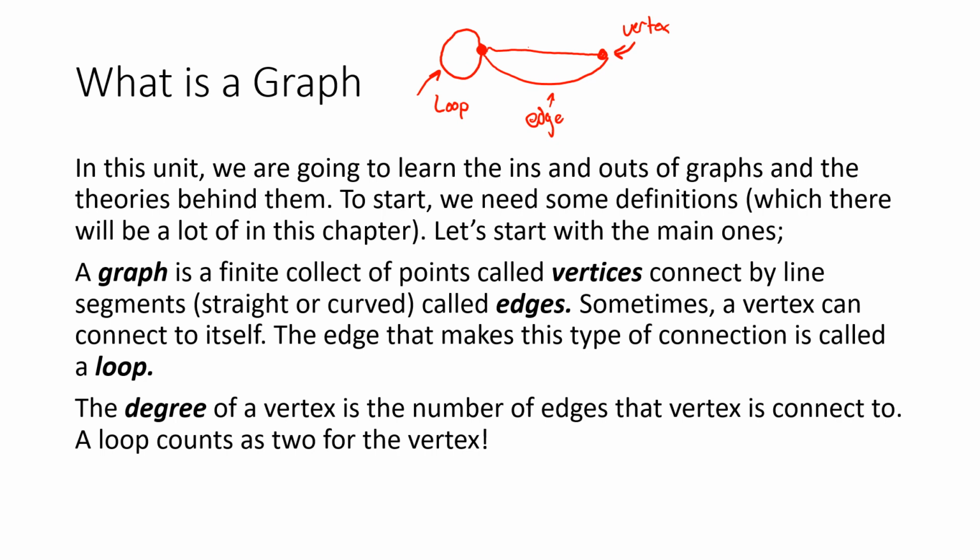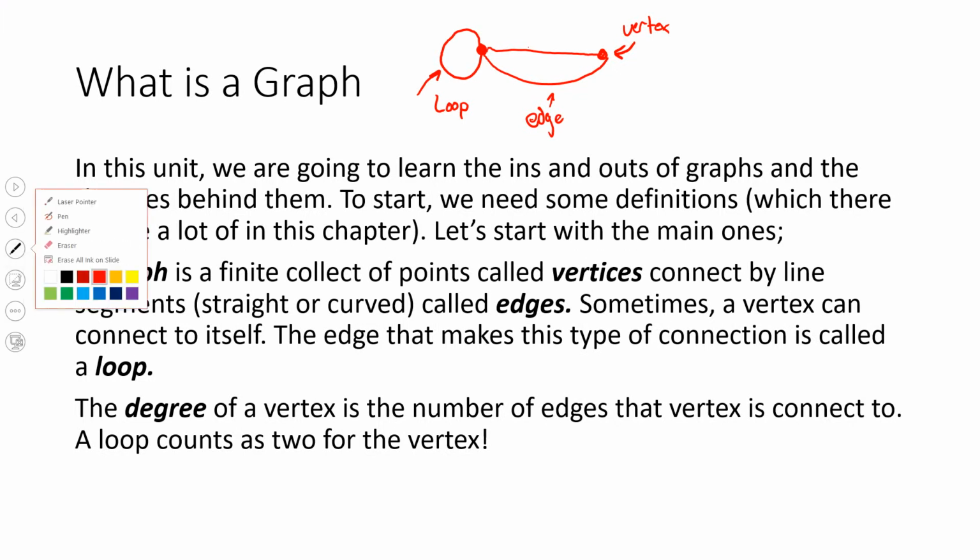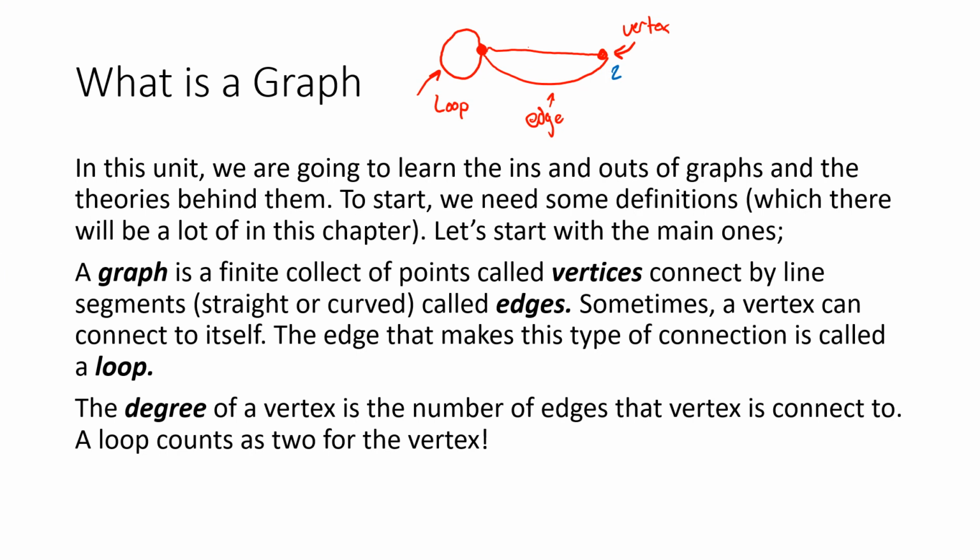This is going to be the most important word on this slide: the degree. The degree of a vertex is the number of edges that vertex is connected to. A loop counts as two degrees. So this vertex has a degree of 2. Let's use a different color. This vertex has a degree of 4. So the number of lines sticking out of the point is its degree.